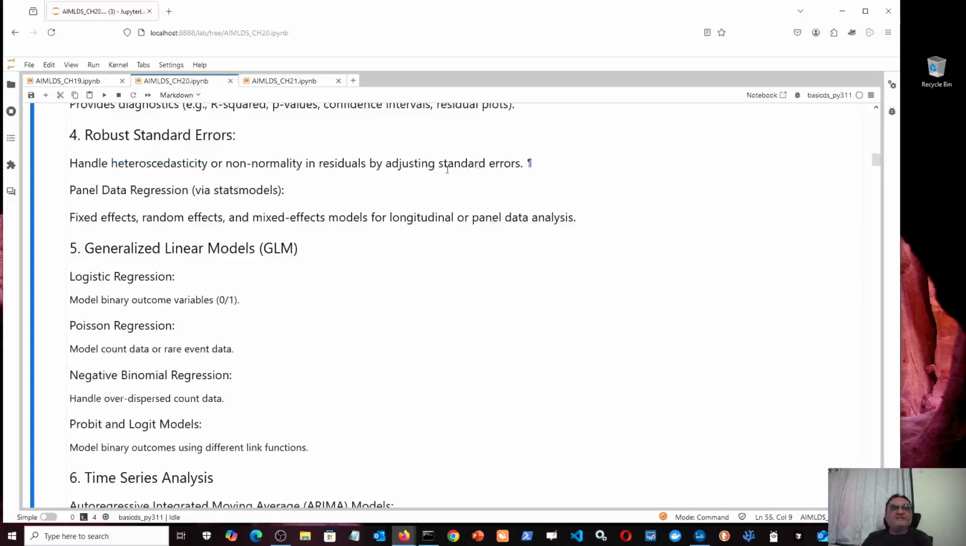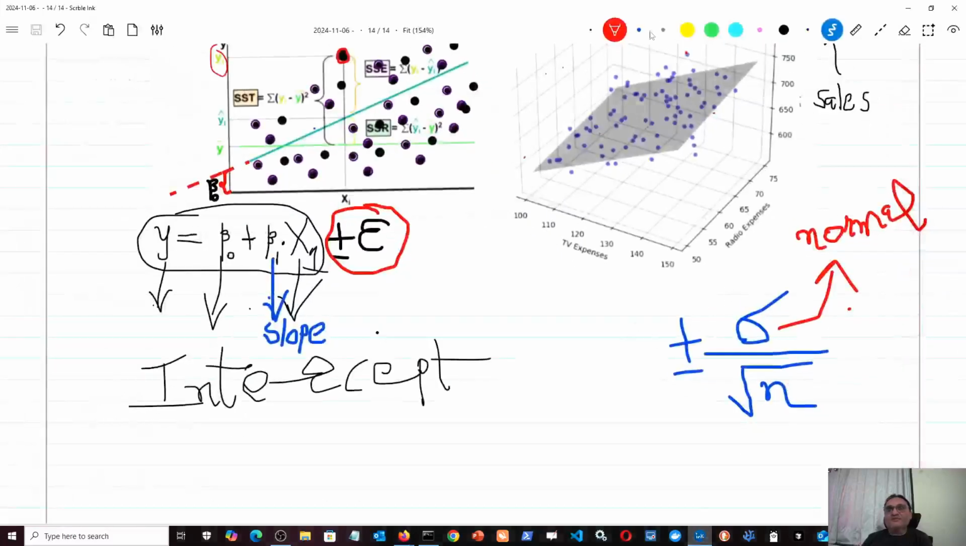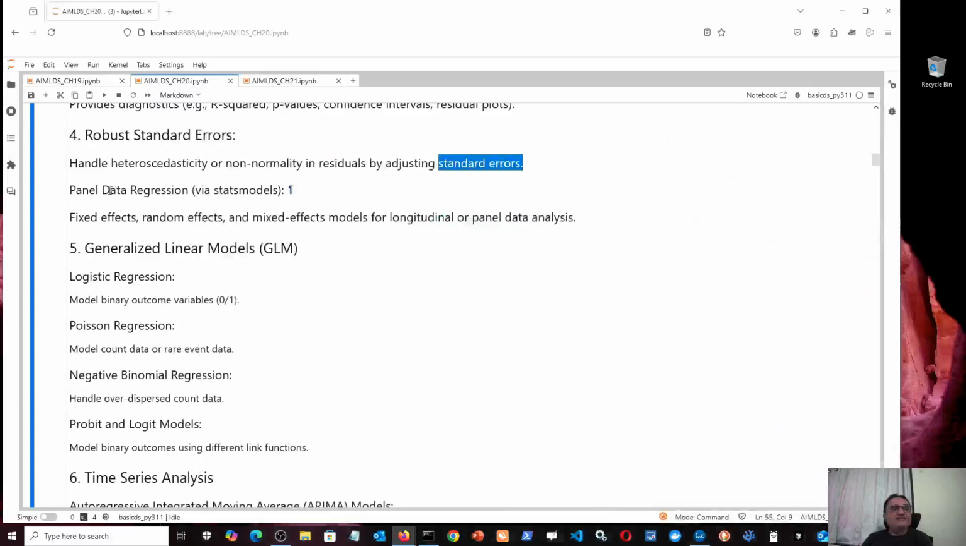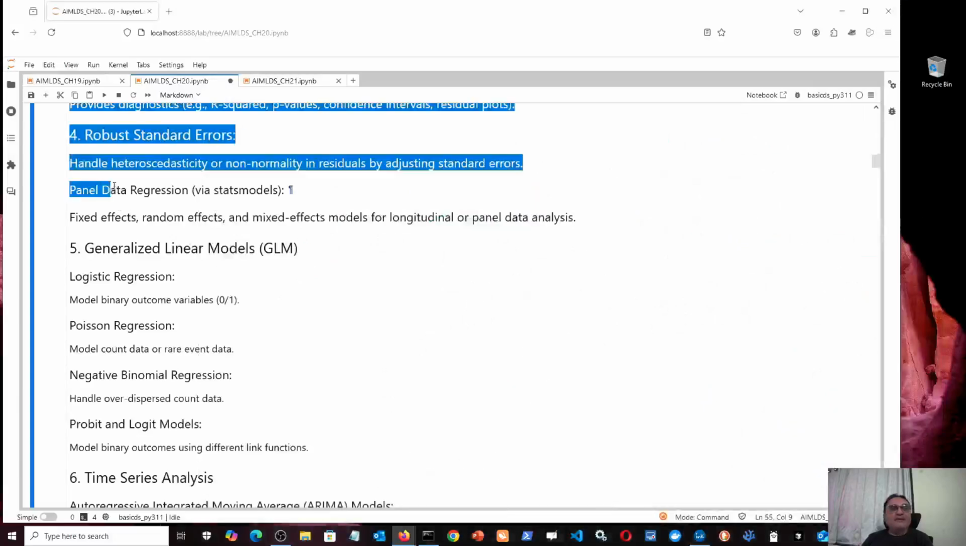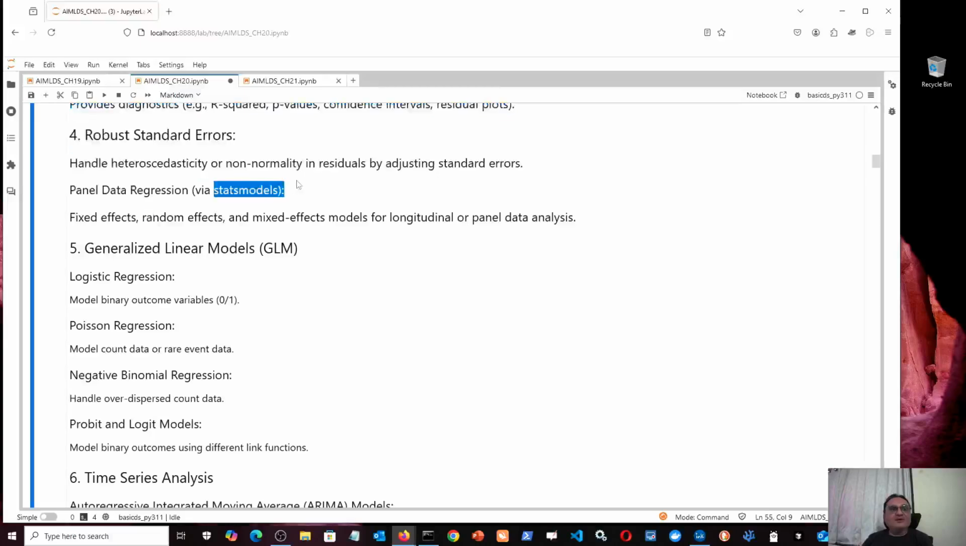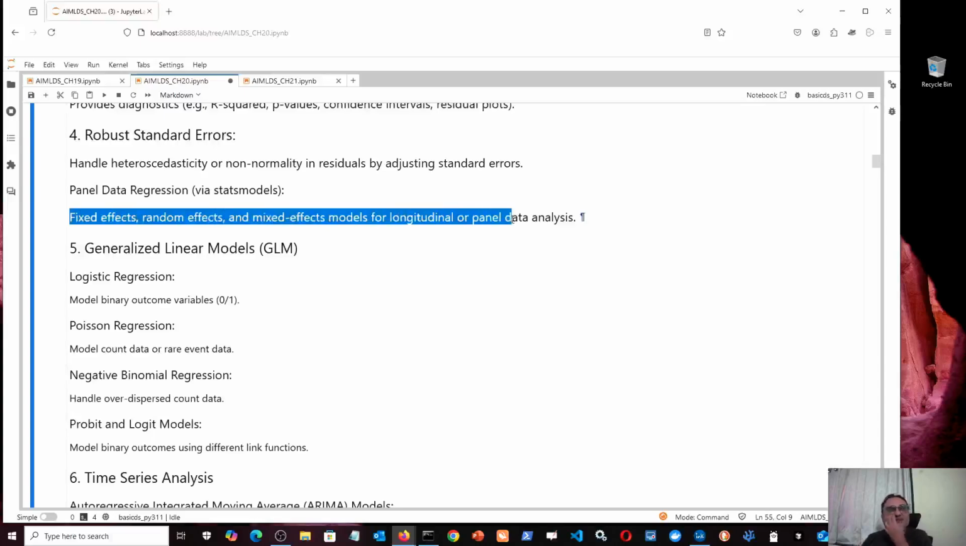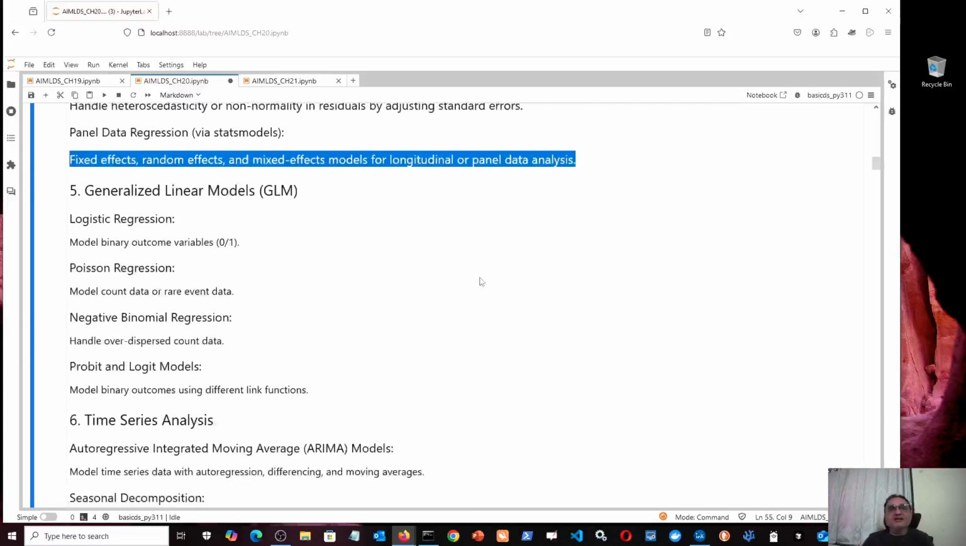So in that case, standard error is given by some different parameters. This term which gives standard error needs to be adjusted in those kinds of cases, right? So at that time, you cannot find standard error by this sigma by root n. You will have to adjust this term. Now the question is how to adjust that term. Then the answer is given by one technique called panel data regression, and that facility is provided in the Statsmodels library. It handles fixed effects, random effects, and mixed effects models for longitudinal and panel data analysis.